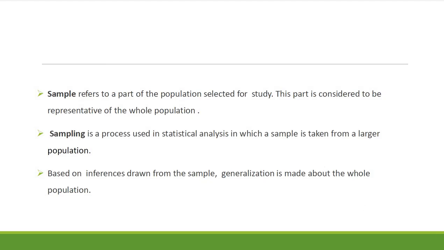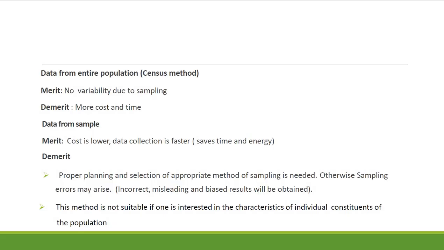There are merits and demerits in collecting data from the whole population and collecting from the sample. When you collect the data from the entire population, you are not going to get any variability due to sampling. That is the merit. When you are doing sampling, if your sample is not truly representative of the population, that leads to variability, but that doesn't happen in the census method. But the demerit is it involves more cost as well as time.